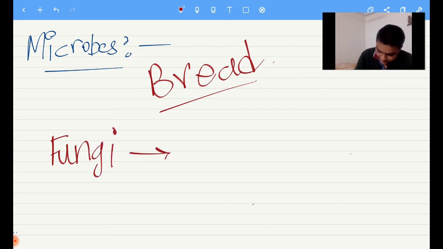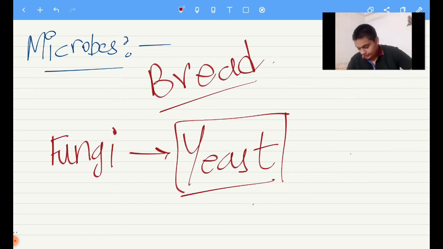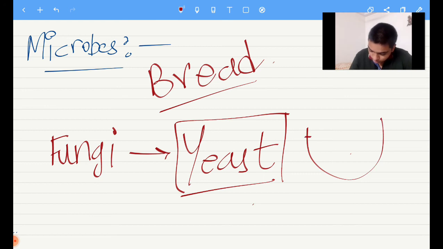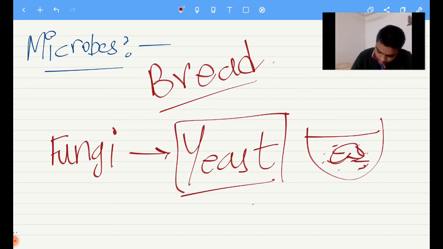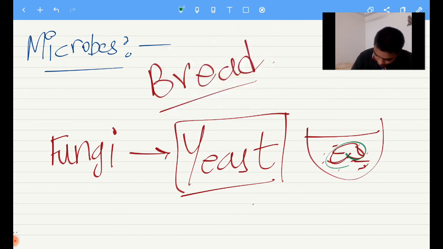called yeast, a unicellular fungus, yeast, which reproduces by budding. This yeast is added to the multi-purpose flour. If this is the multi-purpose flour which I have taken in order to prepare my bread loaf, I add some part of yeast in it.